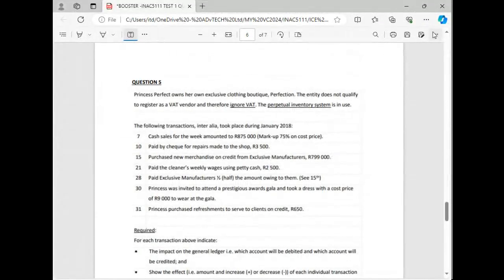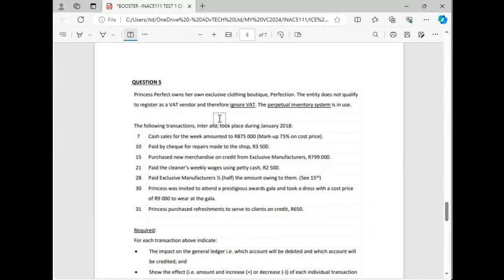Okay, let's do your favorite section. Guys, this is the most important section. I'm telling you, you master this one, you are there. Yes, I know some of you are still struggling, but it's not the end of the world, guys. Make sure that you know how to analyze.